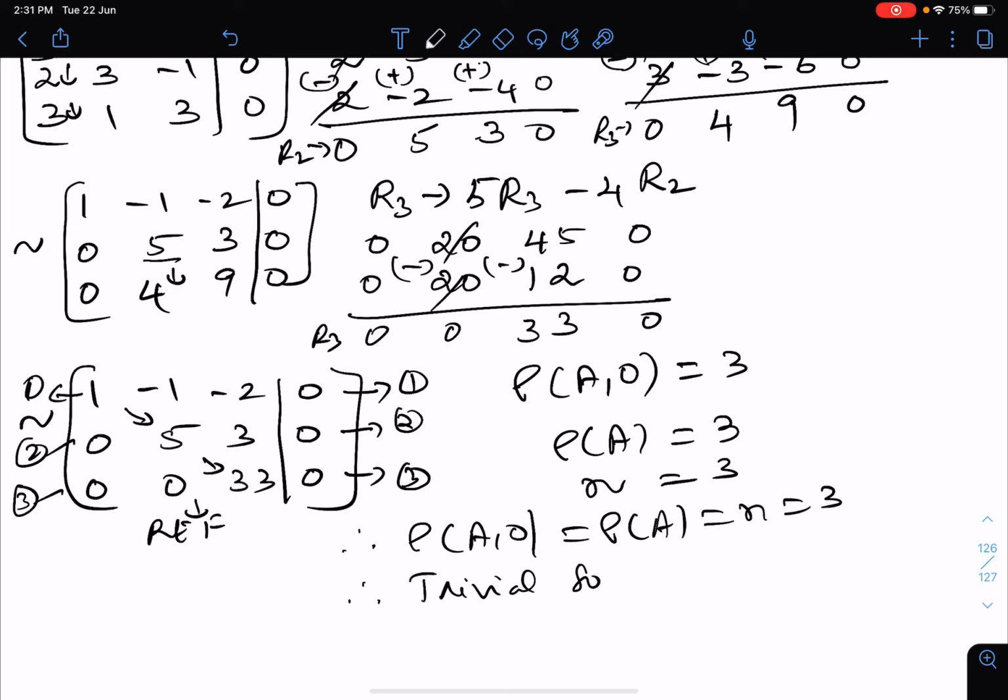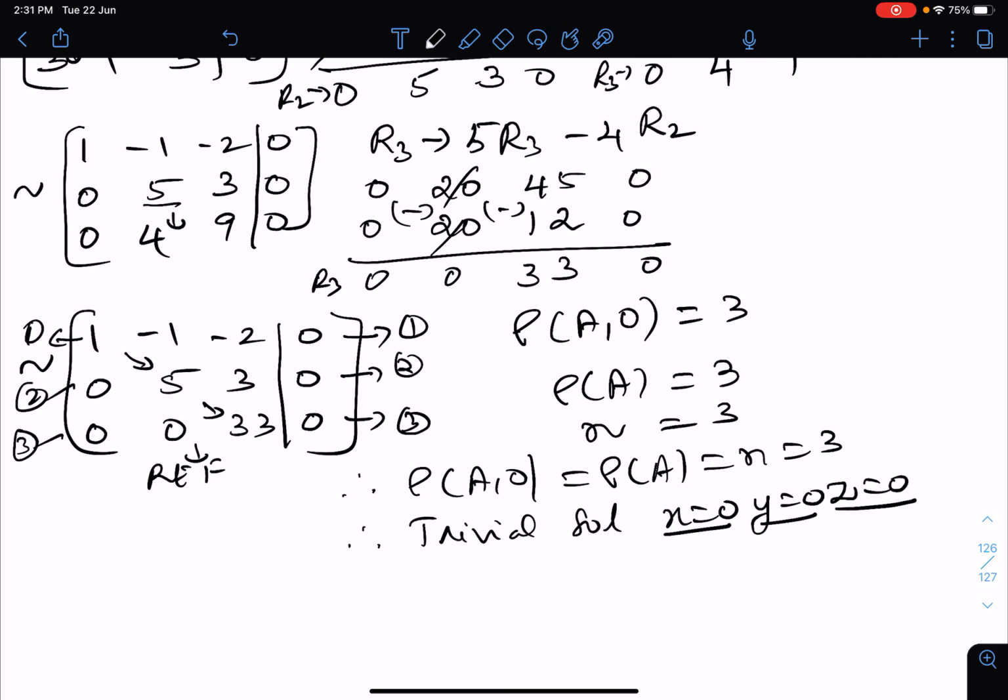What is the trivial solution? x equal to 0, y equal to 0 and z equal to 0 is our trivial solution, because all the planes pass through the origin, in different directions but through the origin, so they get the unique solution x equal to 0, y equal to 0 and z equal to 0.